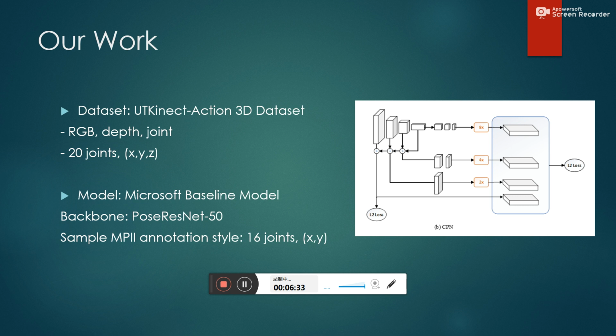We first collect the UT Kinect Action 3D dataset for our training. This dataset consists of 3 channels, which is RGB, depth, and joint. And it has 20 joints for each picture, having X, Y, Z 3D coordinates. Then we find the proper training model, which is Microsoft baseline model, and it uses PoseResNet 50 as its backbone. PoseResNet 50 is only a little modification of ResNet 50, and it has sample MPII annotation scale, which is 16 points, and XY coordinates.